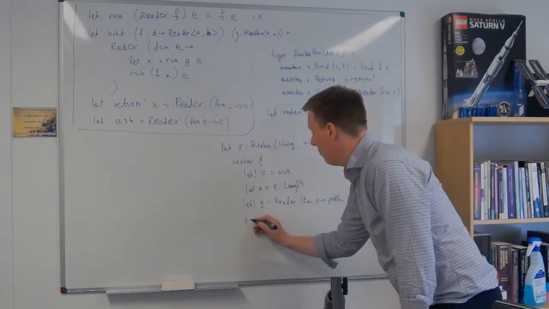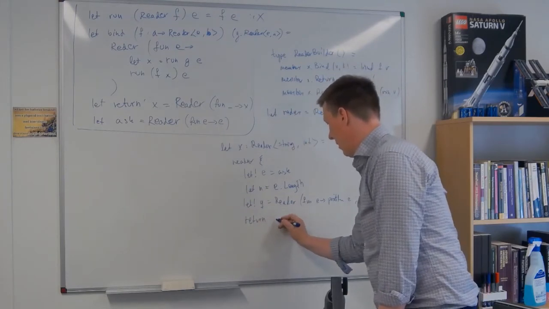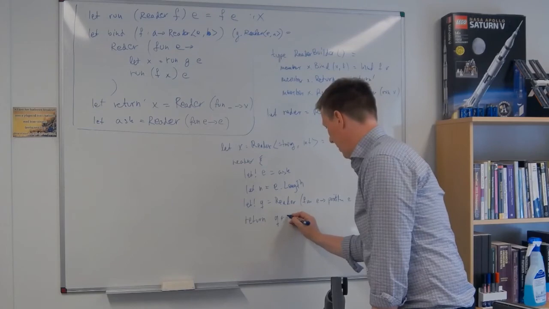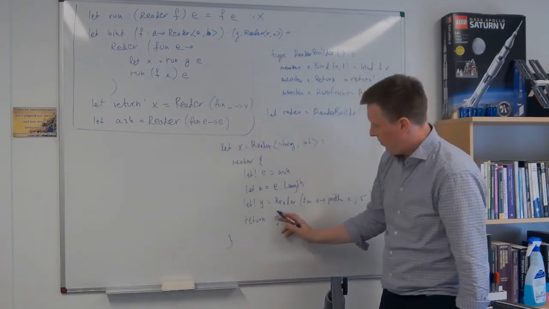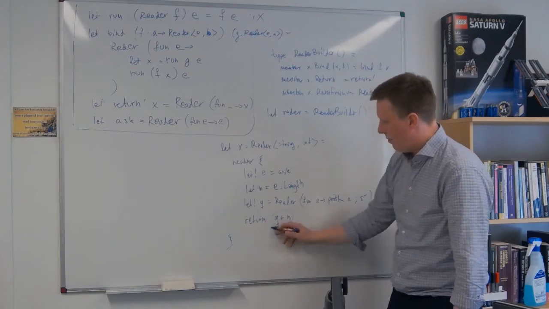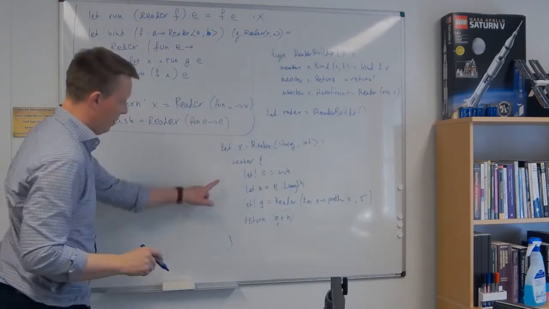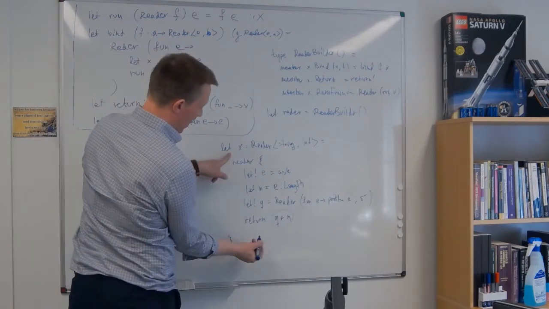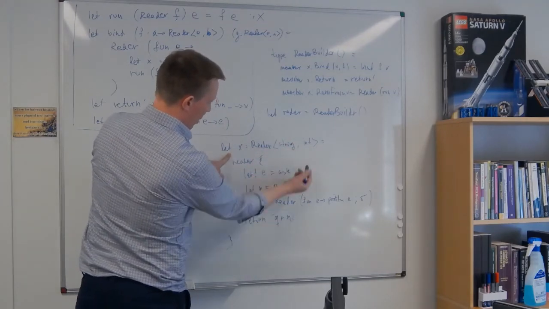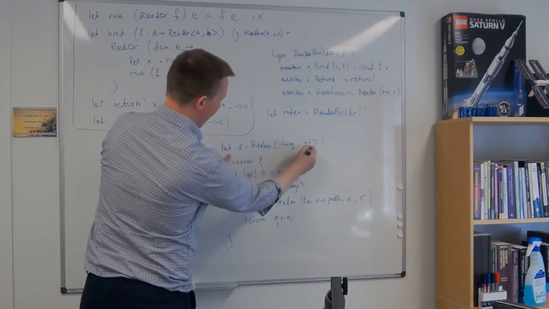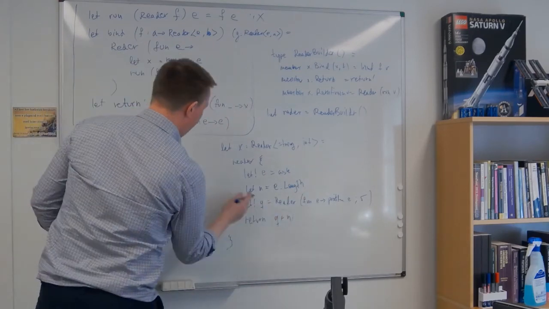And in the end, I can say return Q plus N, which wraps these two integers, adds them up and wraps them in a reader. Now I have an X, which is a reader in a string environment which contains the value 5. Well, Q plus 5, whatever, N plus 5.